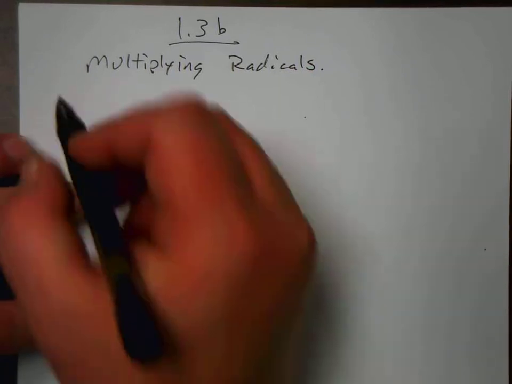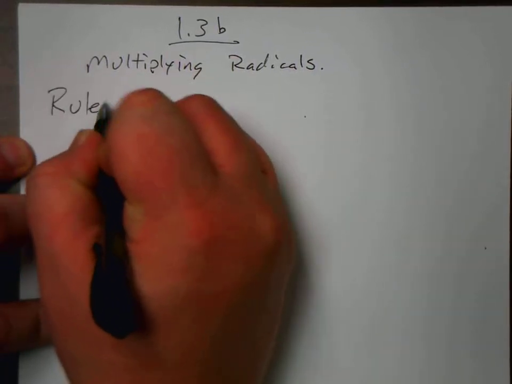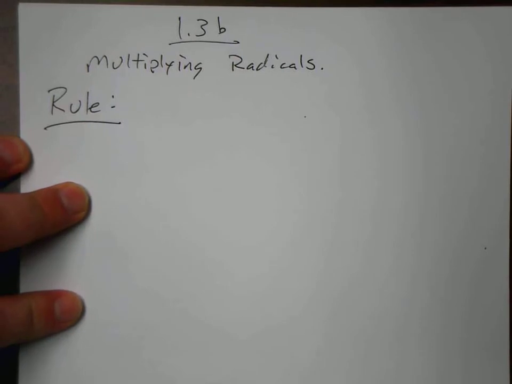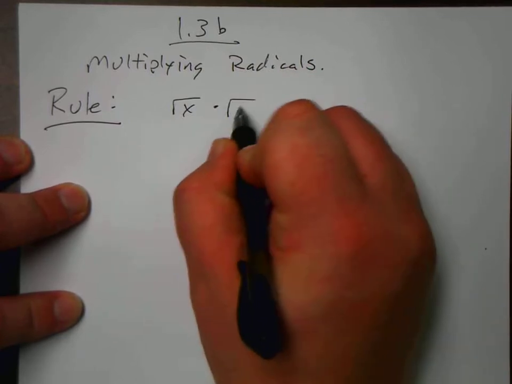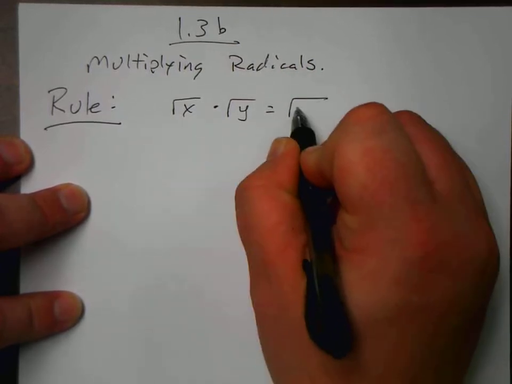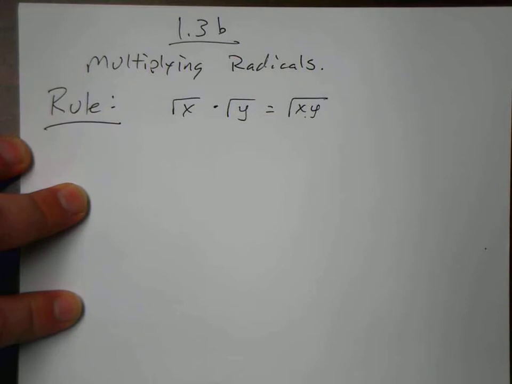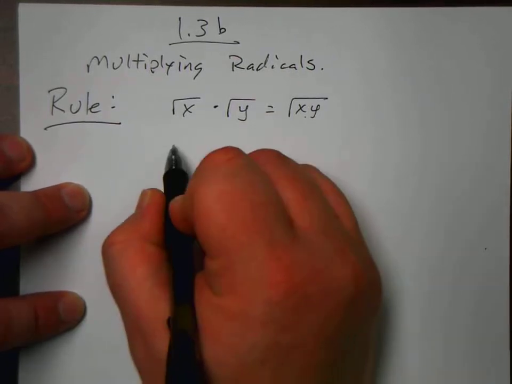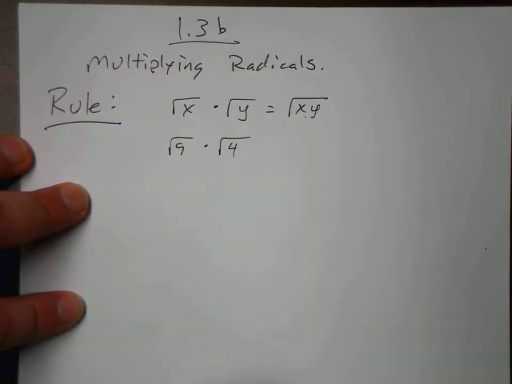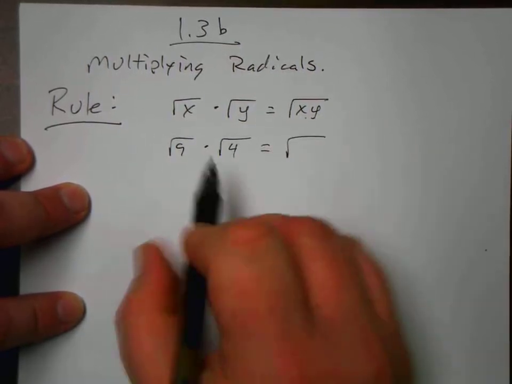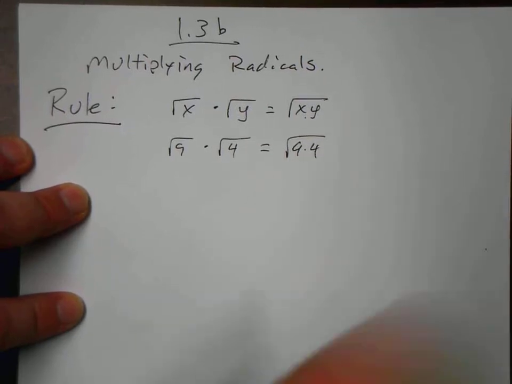All right, so the big rule. Here's the rule, and I would make sure you have this down and you know it real well. The square root of something times the square root of something else is the square root of their product. And the best example I like to give with this is the square root of 9 times the square root of 4 is equal to the square root of 9 times 4.